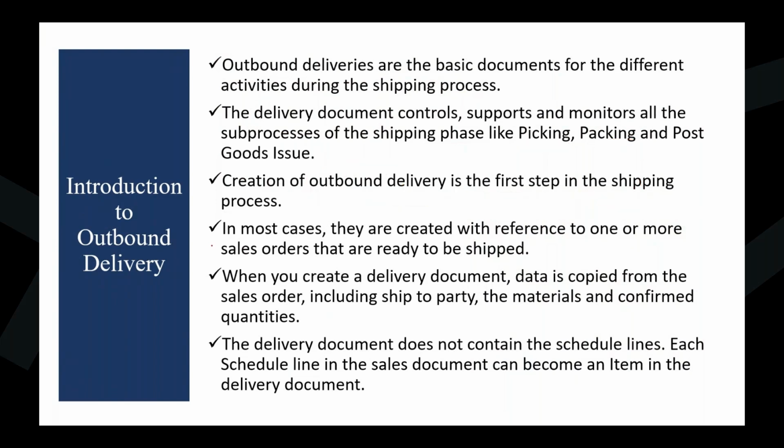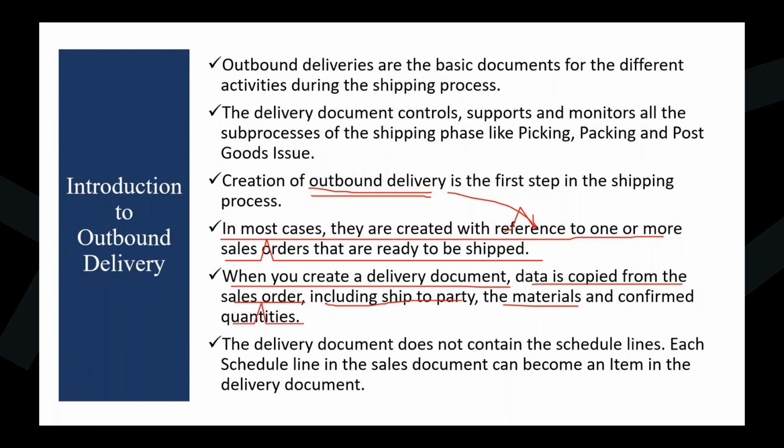Okay. In most cases, they are created with reference to one or more sales orders that are ready to be shipped. So basically, when you are creating an outbound delivery, normally you will create it with reference to the sales order. When you create a delivery document, the data is copied from the sales order, including the ship-to party, the materials, and the confirmed quantity. So all the data from the sales order will get copied to the outbound delivery.